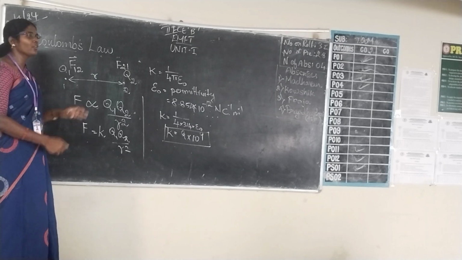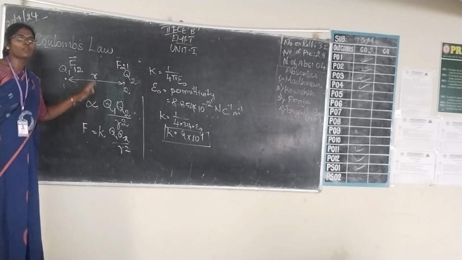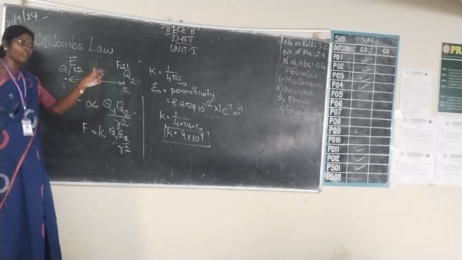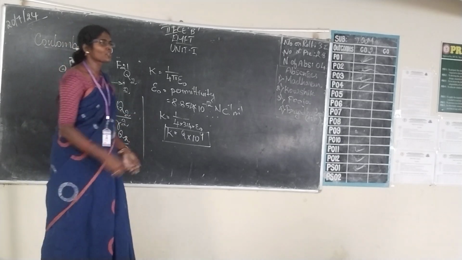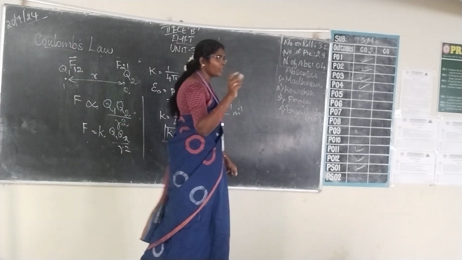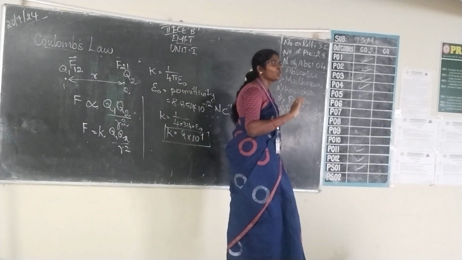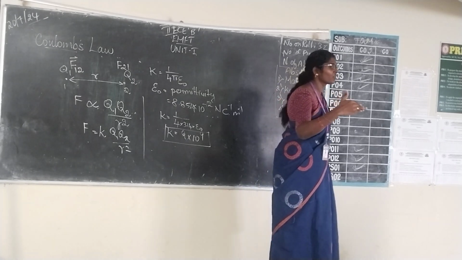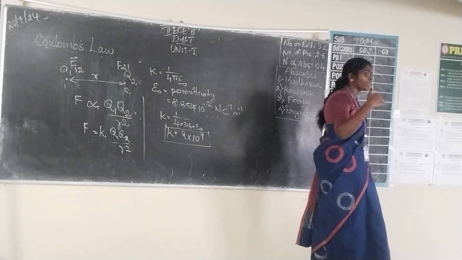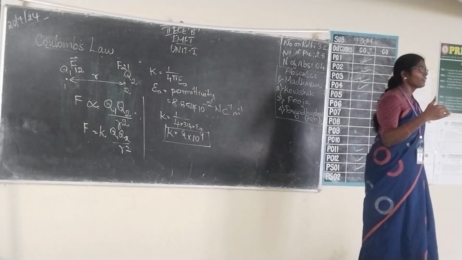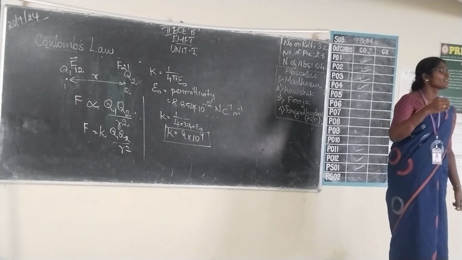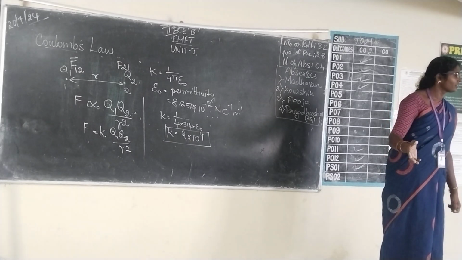So that is how you have to define Coulomb's law. First, you have to write the statement. The force between the two point charges is directly proportional to the product of the two point charges and inversely proportional to the square of the distance. I am saying this multiple times. If it is a 2-mark question, some of you still haven't written that.